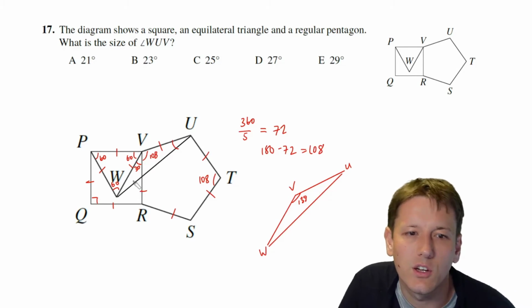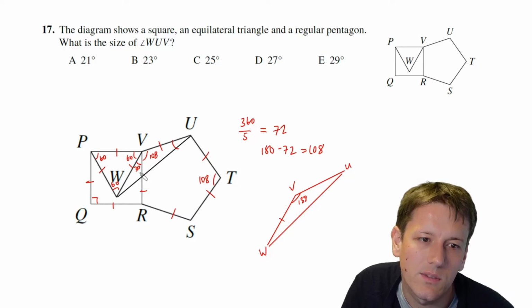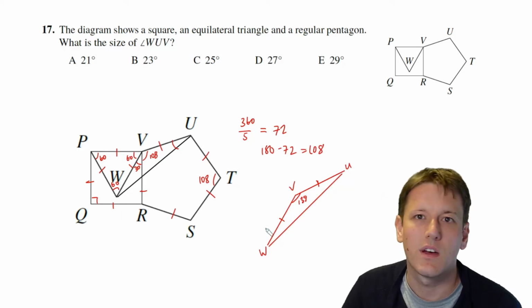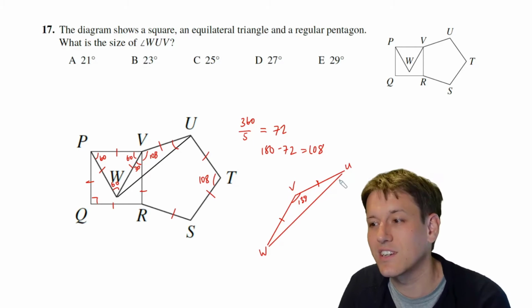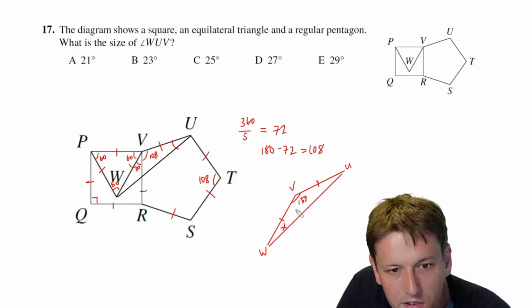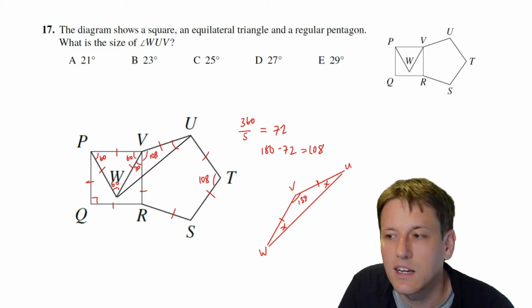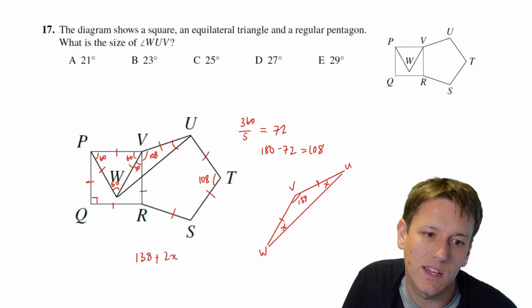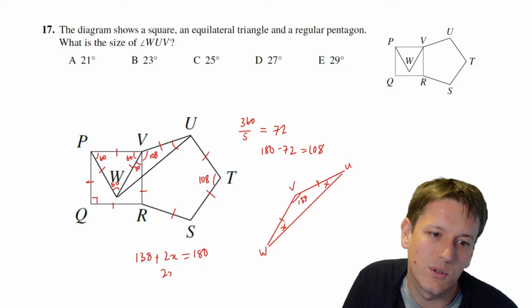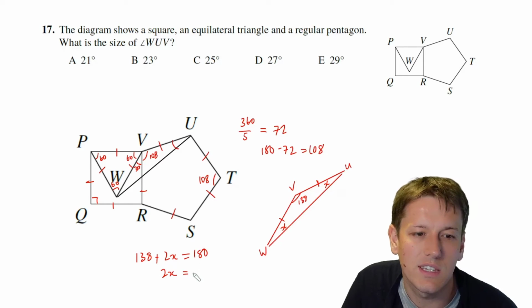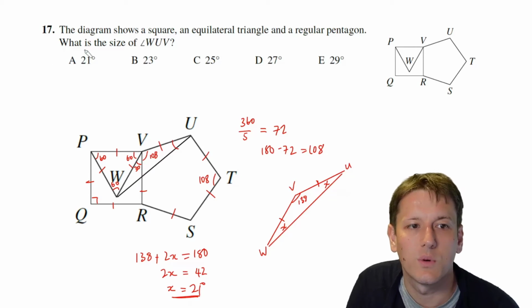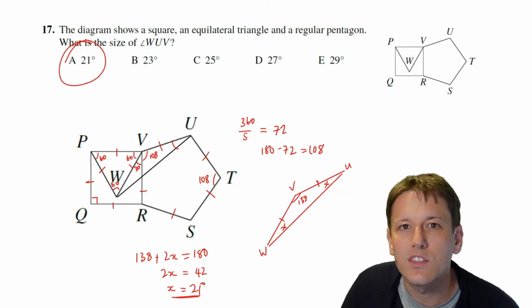But the other thing we know is that this side is one of the sides of the equilateral triangle, and this is one of the sides of the pentagon, and we said they all have the same length. So this is an isosceles triangle. Right, so that means that these two are the same, and so I've got 138 plus 2x is 180, or 2x is 180 minus 138, which is 42, and so x is 42 divided by 2, which is 21 degrees, and so the answer is A.